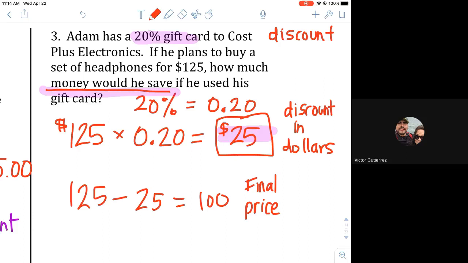And all these work pretty much similar. I mean, if it's a discount, most likely you're going to be subtracting it. If it's a tax or a tip, you're most likely going to be adding it at the end, depending on what the question is asking you.